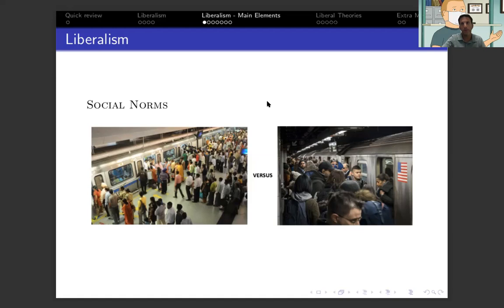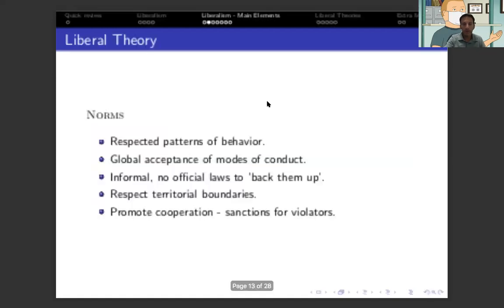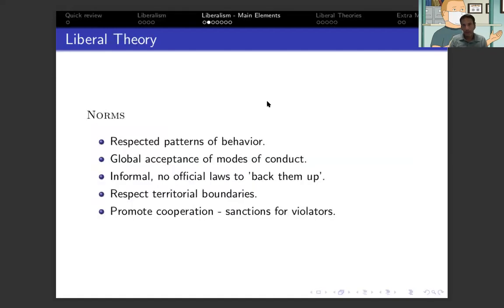So let's talk a little bit more in detail. What are norms? They are respected or accepted patterns of behavior, accepted globally as modes of conduct which are expected and which are accepted among many different actors. They serve as an informal means which do not have the official force of laws to back them up. And they tend to encourage behavior which is, again, accepted by the different elements in the system.